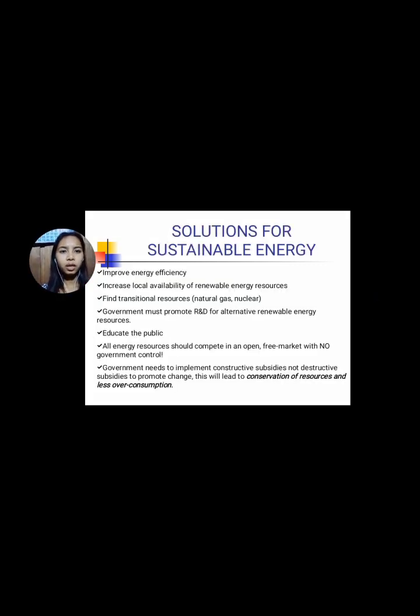Solutions for sustainable energy: improve energy efficiency, increase local availability of renewable energy resources, and find transitional resources such as natural gas or nuclear. Government must promote R&D for alternative renewable energy resources. Educate the public. All energy resources should compete in an open, free market with no government control. Government needs to implement constructive subsidies, not destructive subsidies, to promote change. This will lead to conservation of resources and less overconsumption.